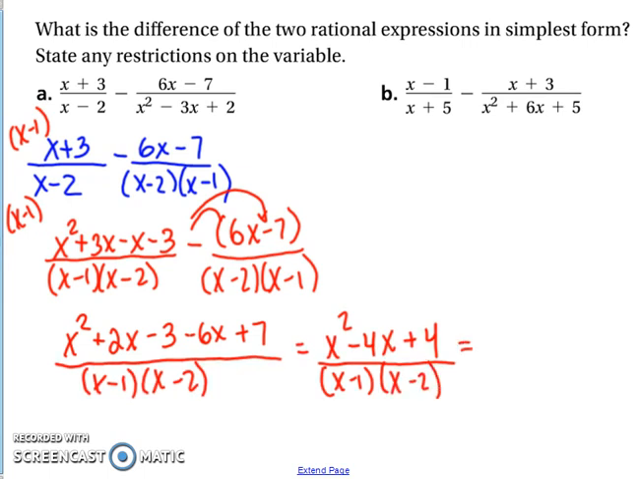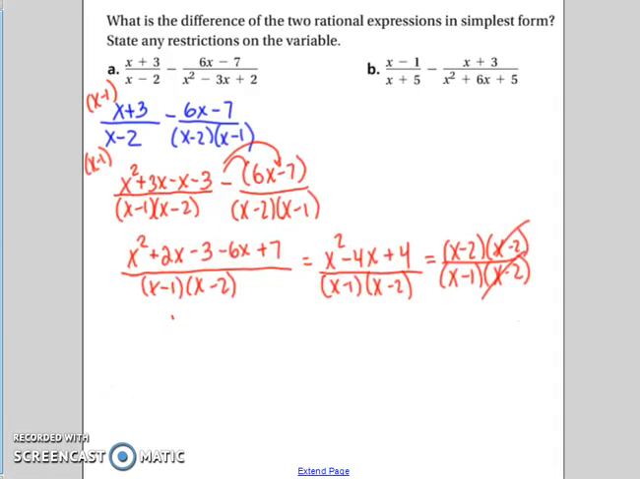Once we have the top in standard form, we're going to try to simplify it by factoring. So we're going to factor what multiplies to 4 and adds to -4. We're going to use -2 and -2. And on the bottom, we have x minus 1 and x minus 2. I can cancel out the x minus 2's. So what I'm left with is x minus 2 over x minus 1. And then the domain restrictions are going to be off of what makes the denominator 0. So x cannot equal 1 or 2.